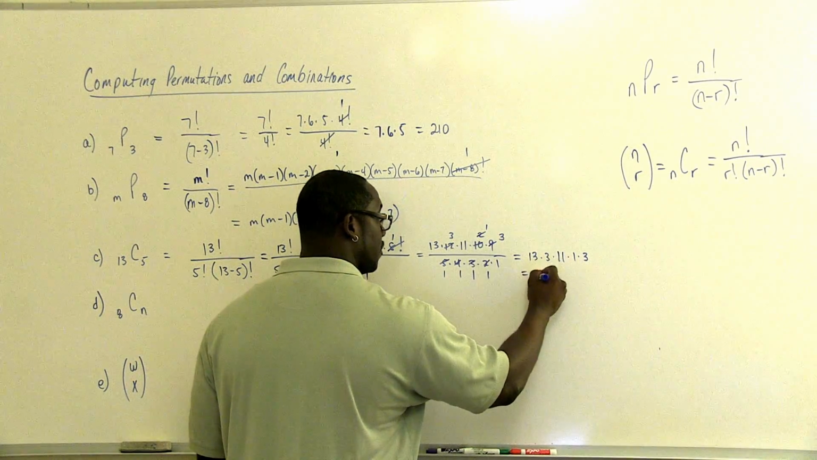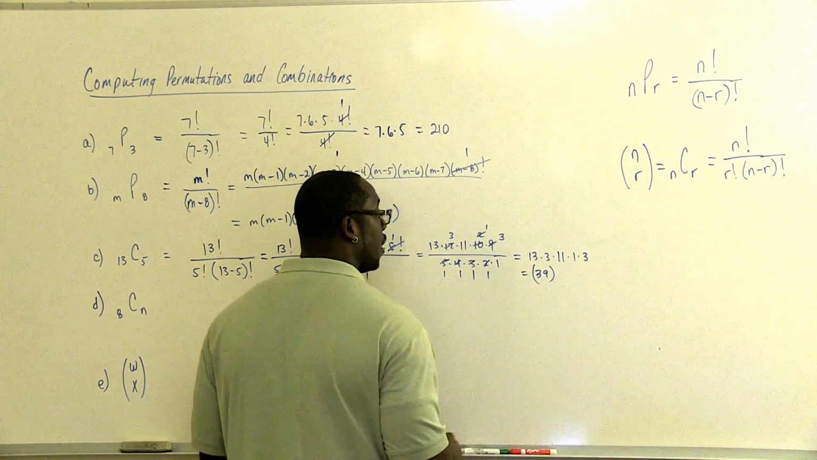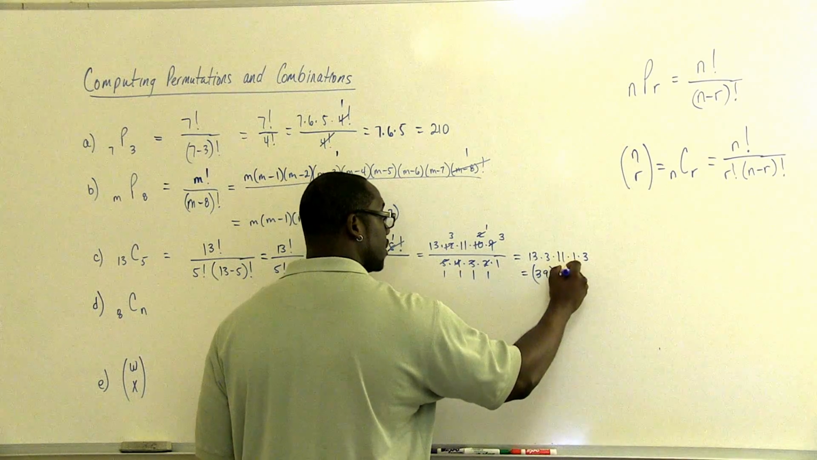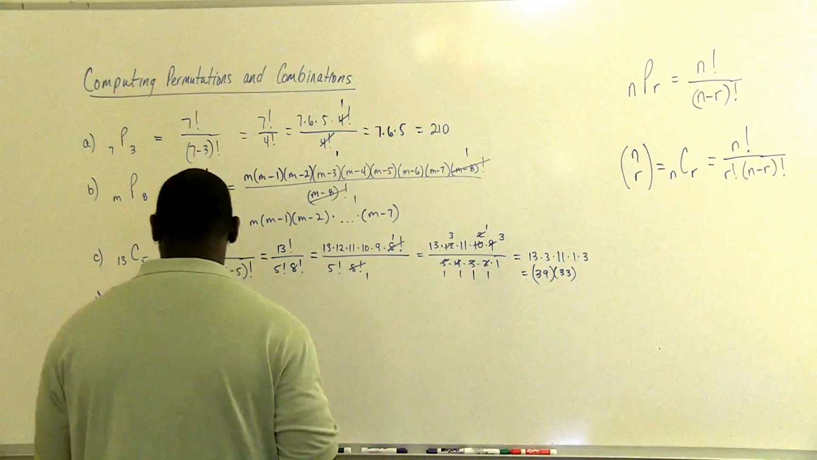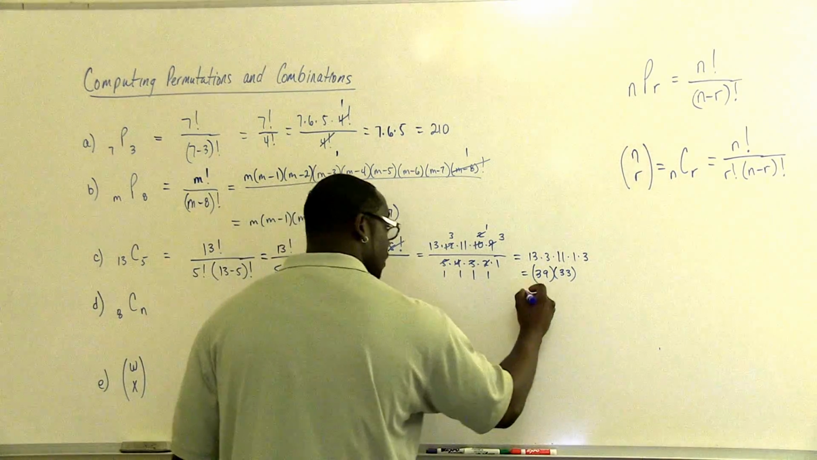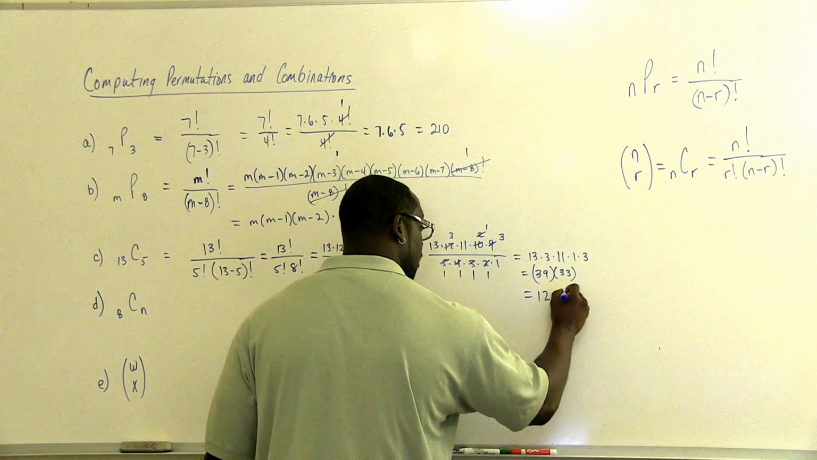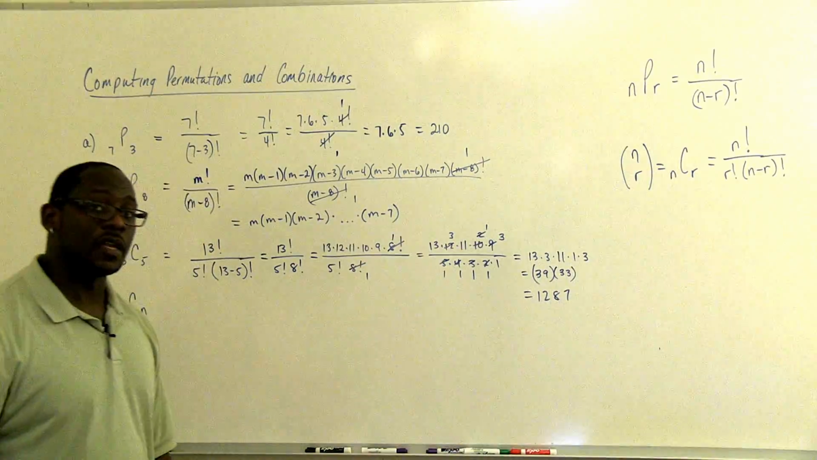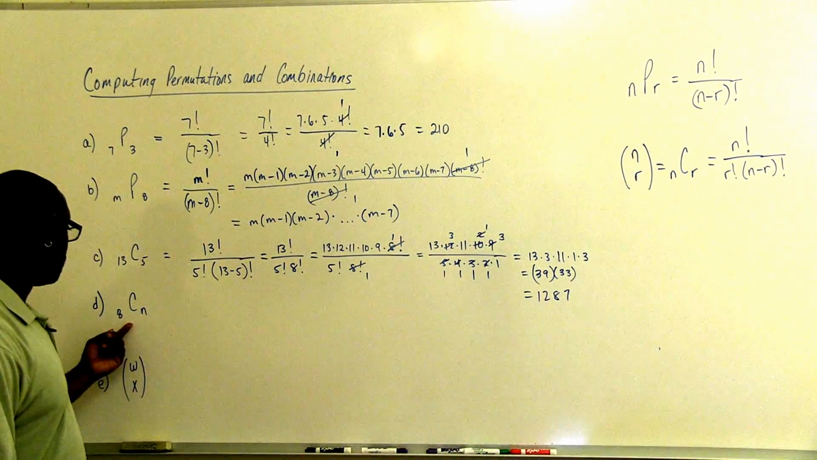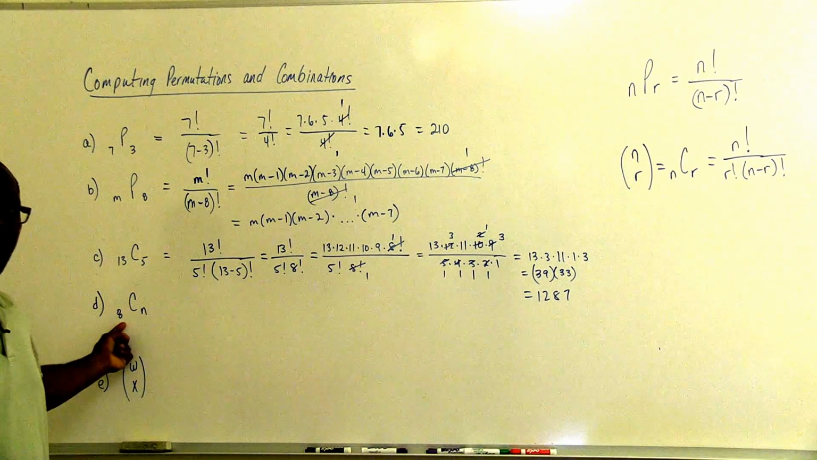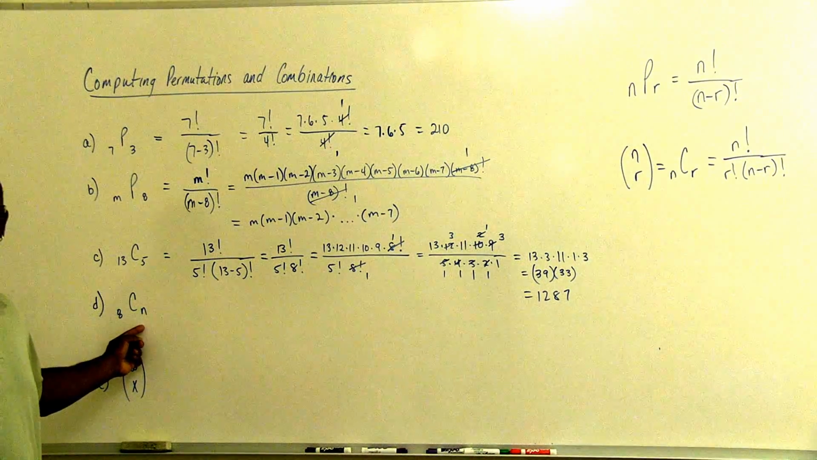So here we essentially have 39 times 33, okay? And so looking here, I see that that's going to be 1,287 for our answer, okay? Now let's move on to the combination of 8 things grouped n at a time, okay?